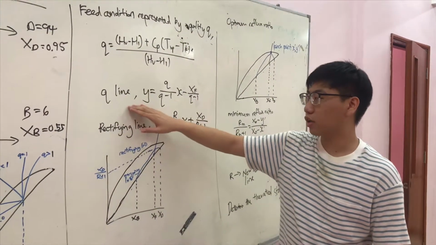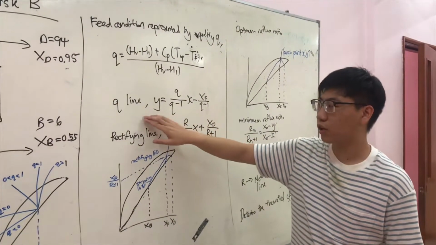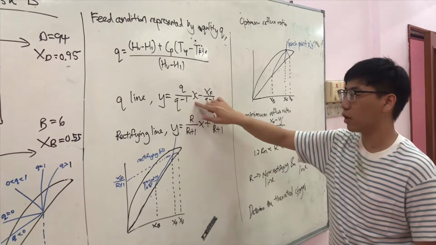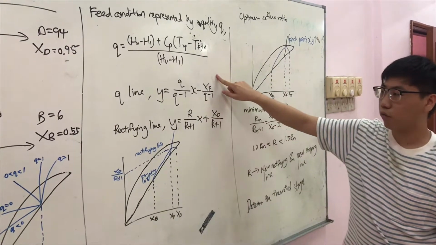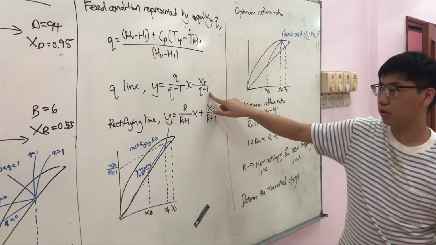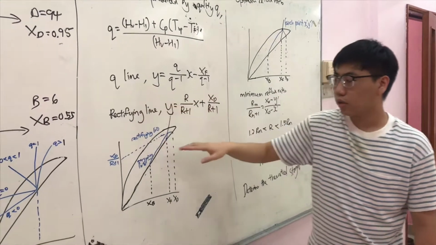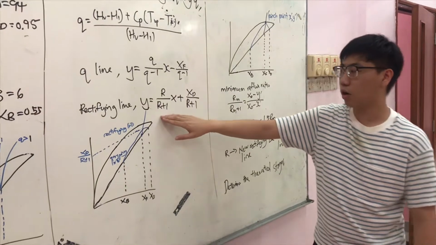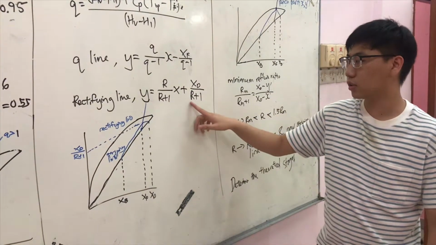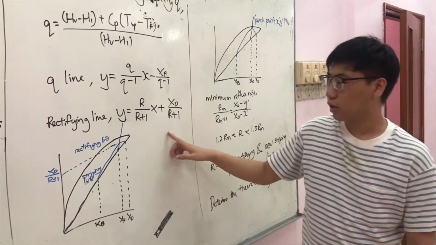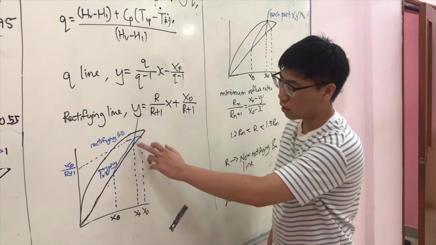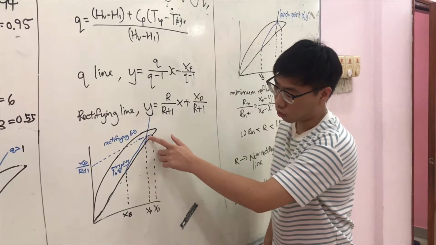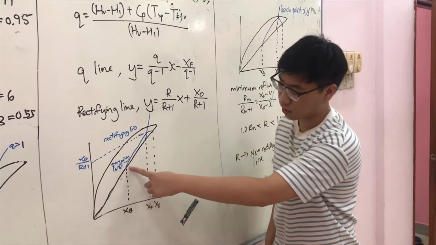After we get the q value, we can find the q line with this equation: y equals q over q minus 1 multiplied by x, minus xF over q minus 1. Then we can plot the rectifying line with this formula: y equals R over R plus 1 times x plus xD over R plus 1. Then we plot the q line and the rectifying line. From the intersect point, we can draw the stripping line until the x bottom.